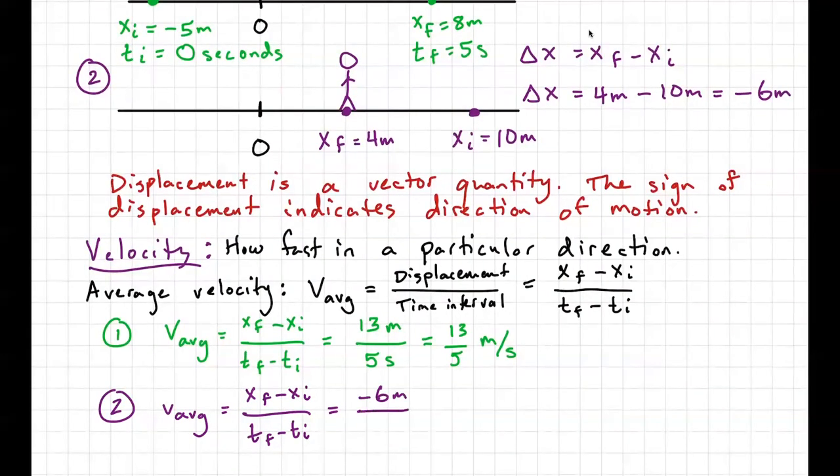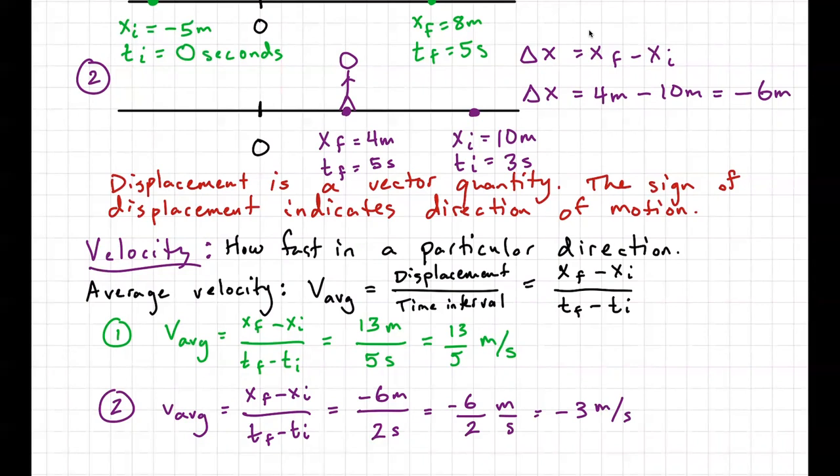Well, we need to know the times here. So let's say we started at a time, maybe I let my stopwatch run a little bit here. So I started at 3 seconds. And then my final time was 5 seconds. So now the final time minus the initial time is 5 minus 3. That's 2 seconds. So this is -6/2 meters per second. Or I guess I can just say -3 meters per second. That's the average velocity in this time interval.